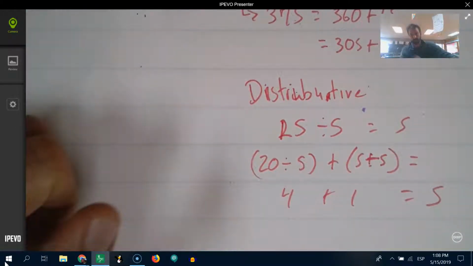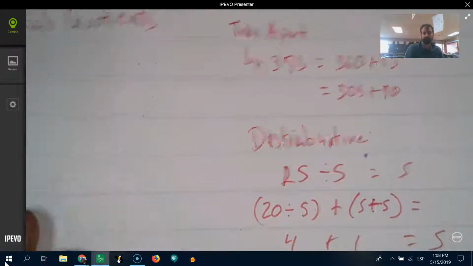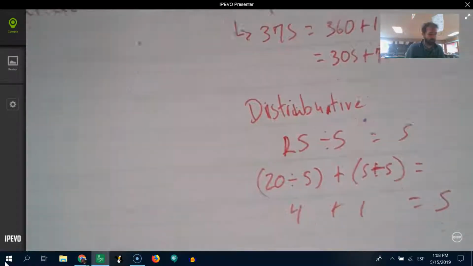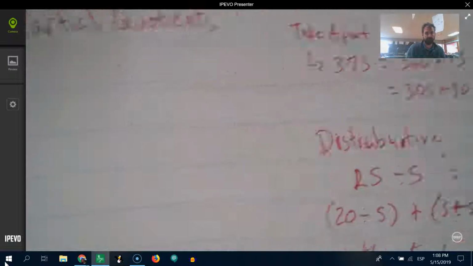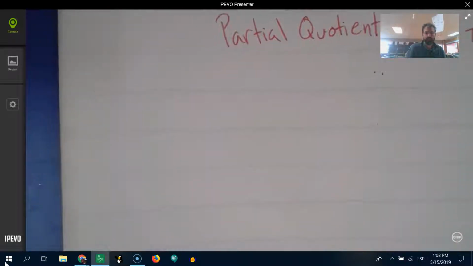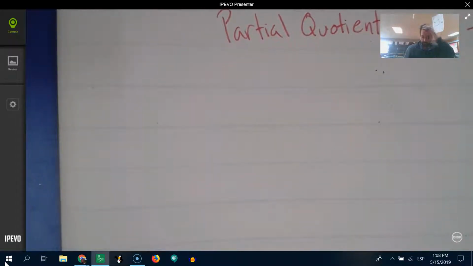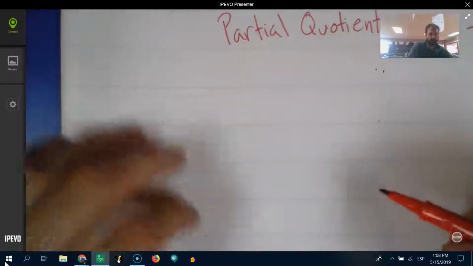So you need to know those two things. You need to be able to split numbers apart, take them apart, and you need to be able to distribute and understand what that means. Okay, so let's look to see what we can do with partial quotients.